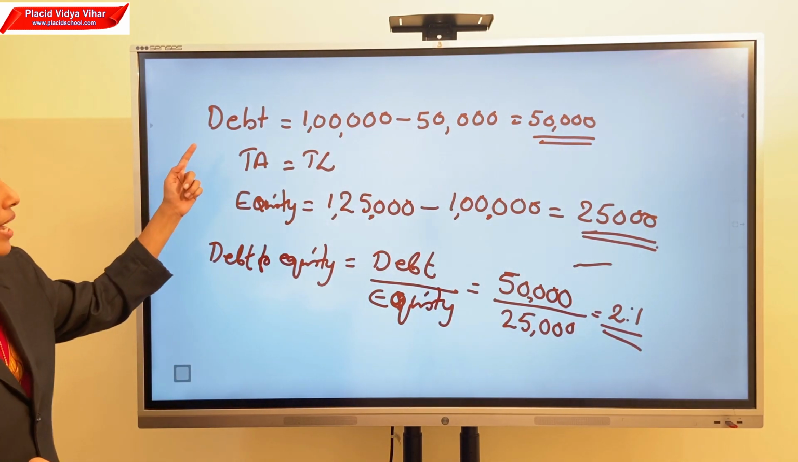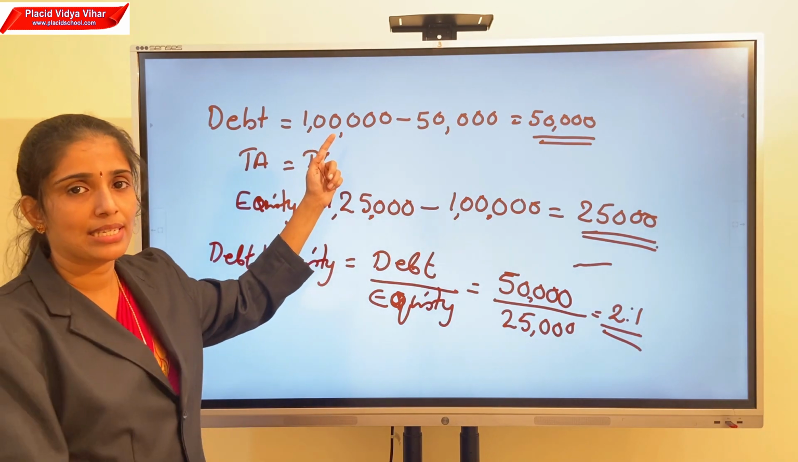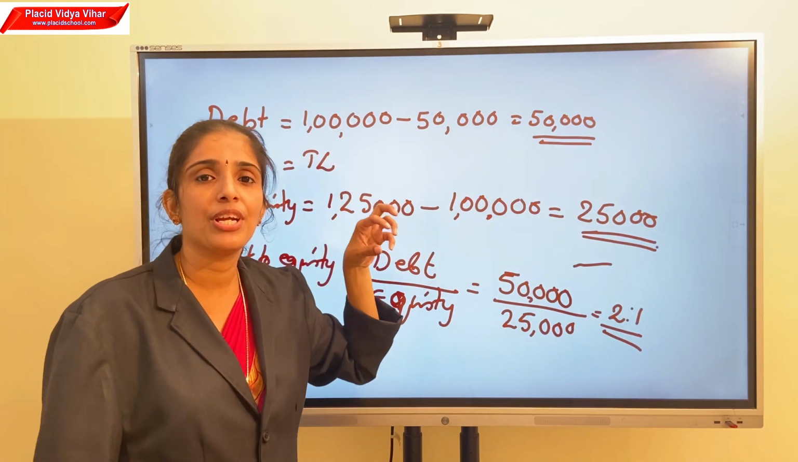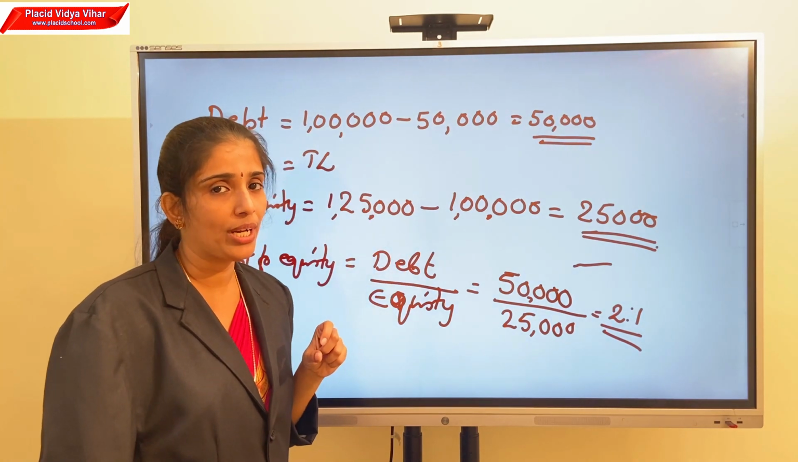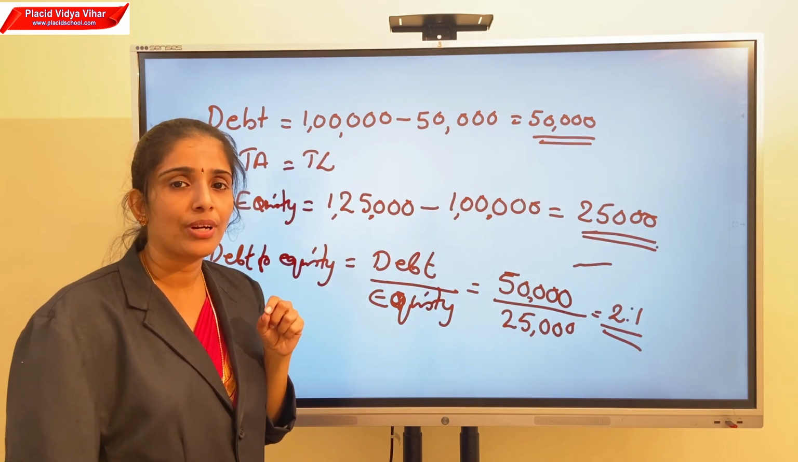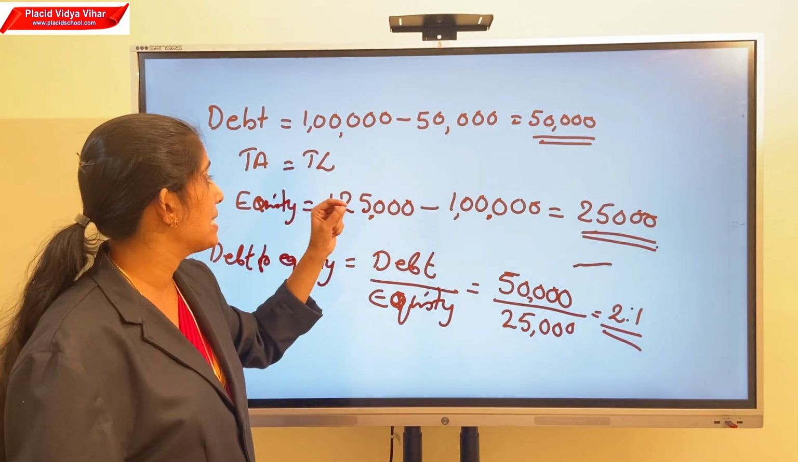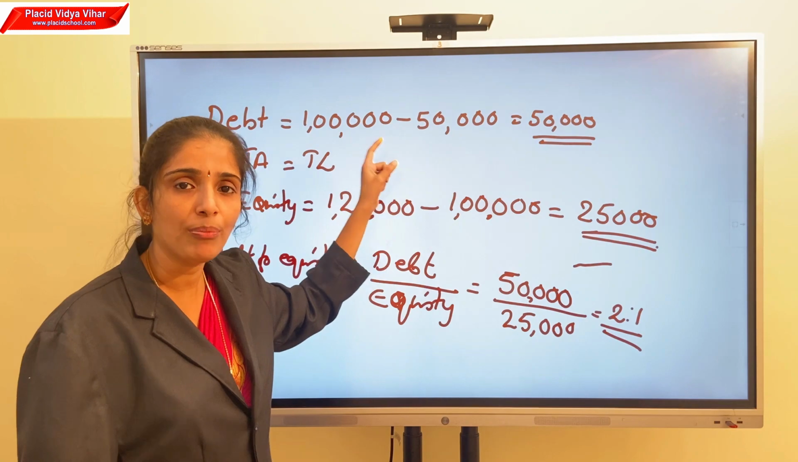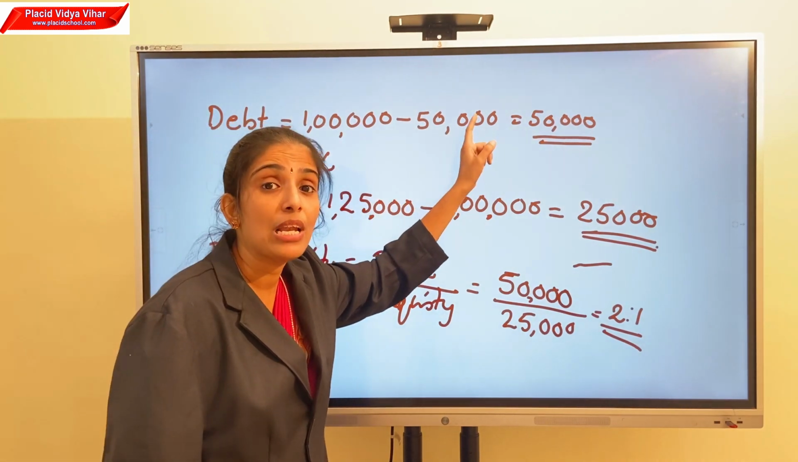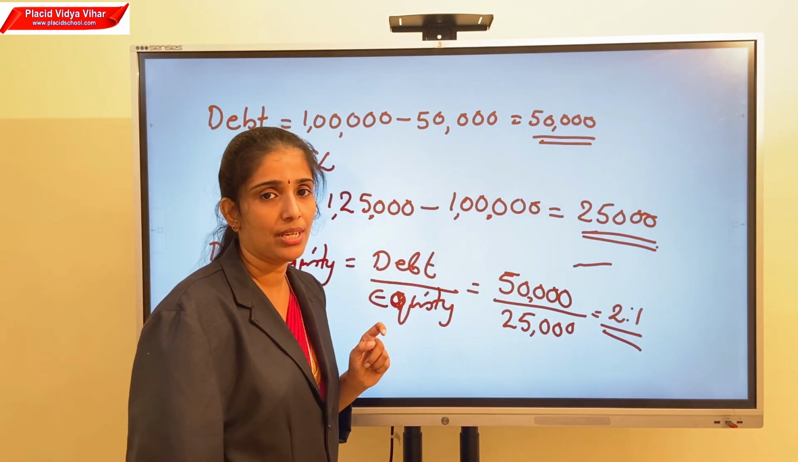Here the debt value is 1 lakh rupees, total external debt is rupees 1 lakh, and the current liability value is included in the total debt. So we should calculate the long-term debt. For calculating the long-term debt, just deduct the current liability from the total value. Then the value of debt, that means the long-term debt, is 50,000.